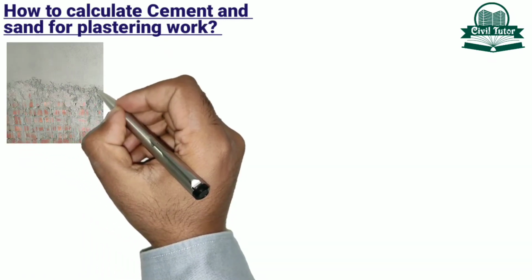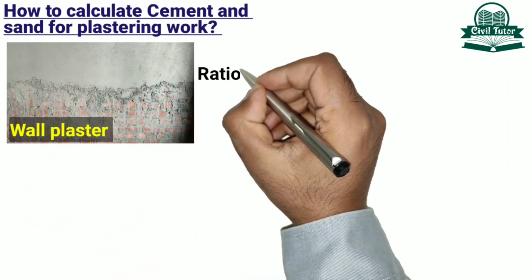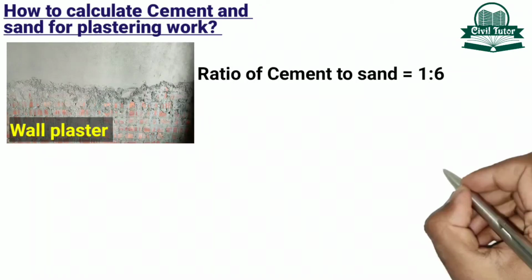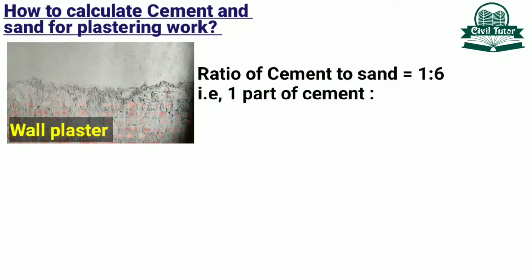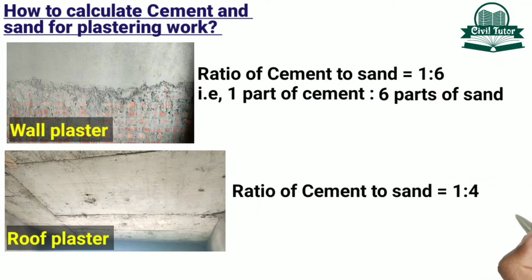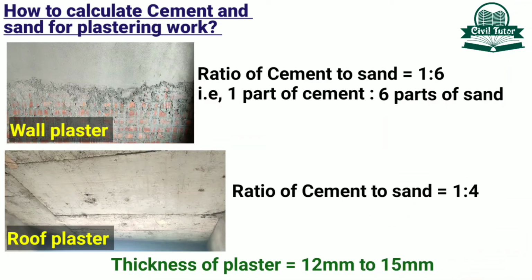It should be noted that for wall plaster, the ratio of cement to sand generally used is 1:6. That is, 1 pot of cement is mixed with 6 pots of sand. For roof plaster, the ratio used is 1:4. And the thickness of plaster lies somewhere between 12 mm and 15 mm.